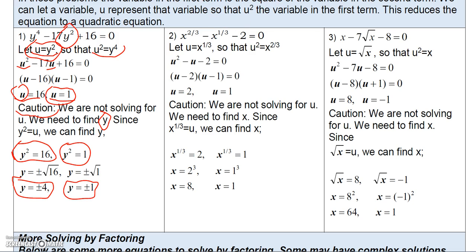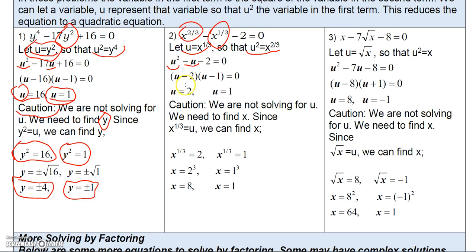All right, now here's another one. Here notice that x to the 1/3, if you were to square that, you would get x to the 2/3. So that means if I let u equal x to the 1/3, then u squared can be used to represent x to the 2/3. So I replace x to the 2/3 with u squared, replace x to the 1/3 with u, and I get u squared minus u minus 2 equals 0.